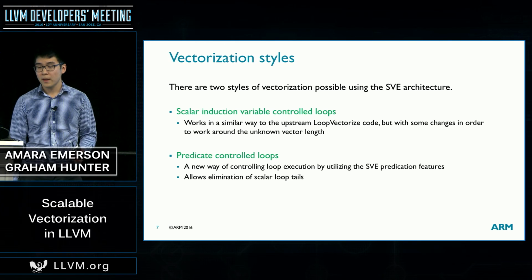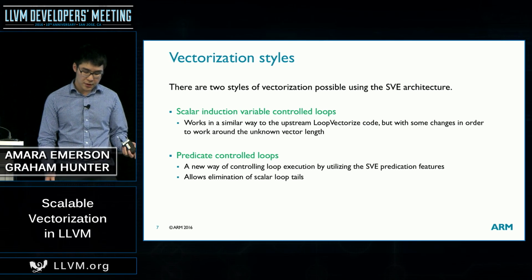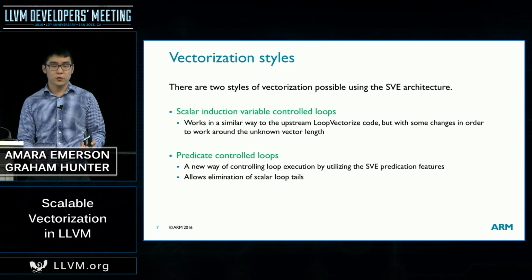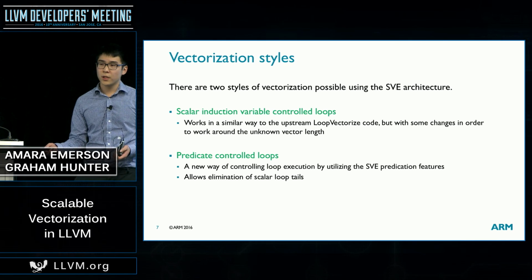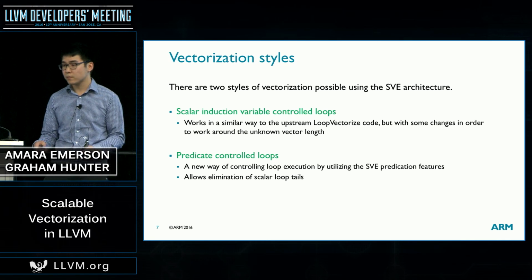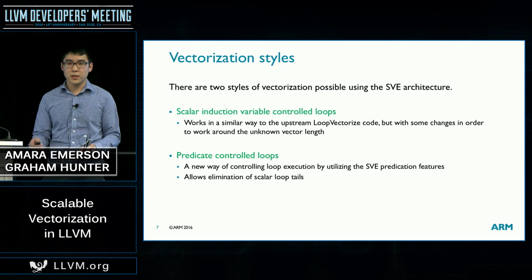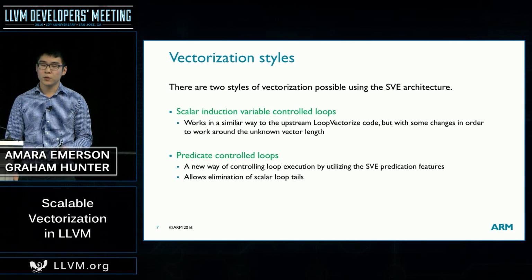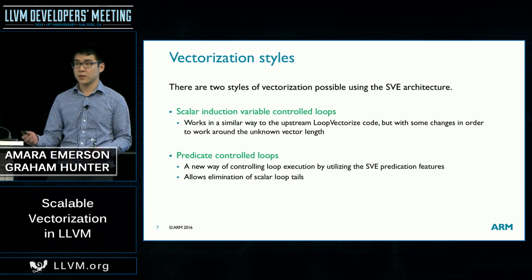This is basically just using the scalar induction variable to determine whether or not you finished executing your vector loop. What SVE allows us to do is to approach vectorization from a slightly different angle, and we call this predicate controlled loops. In this style of vectorization, we're using the predicate registers to control when our loop terminates. As a consequence, one of the benefits is that in some cases, we can completely eliminate the scalar tail loop, which is normally used to process the remainder elements.